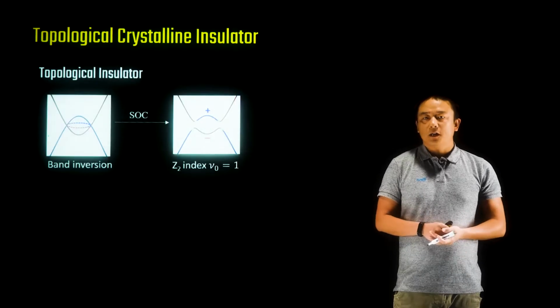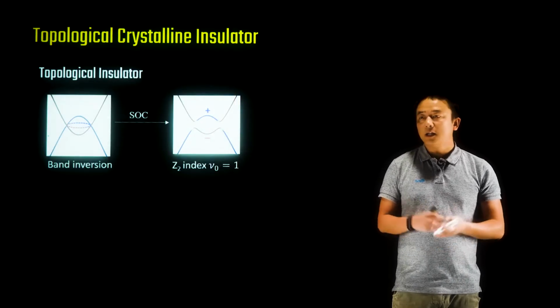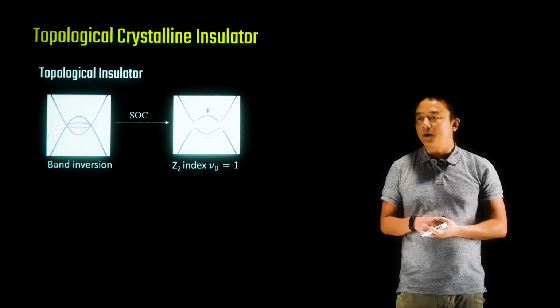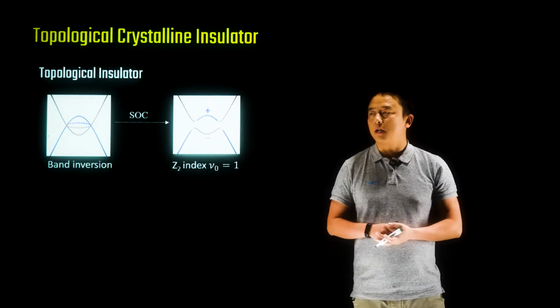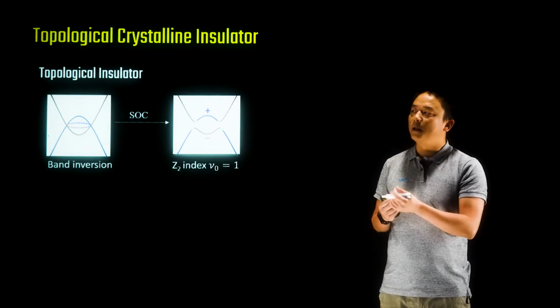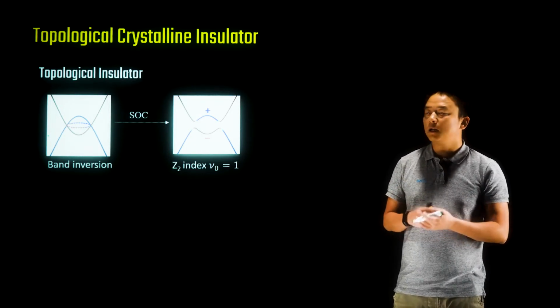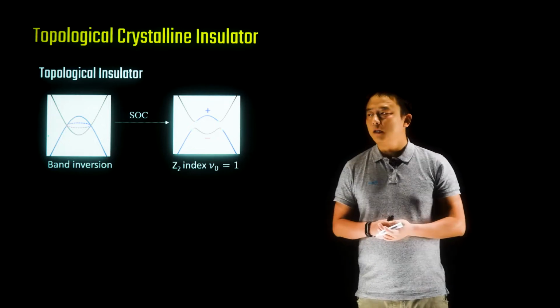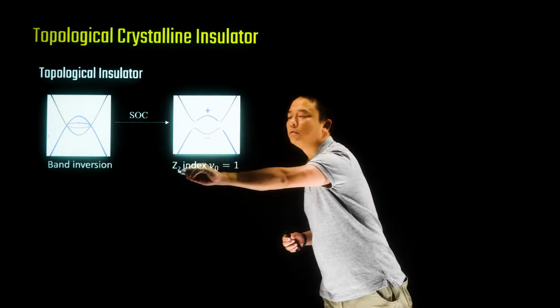I assume you already learned about the topological insulator, and let's revisit this topological insulator part. Its bulk band structure can be created from a band inversion. After the inversion, spin-orbital coupling gap the band crossing, and we get a new topological insulator. Here, the topological invariant called Z2 index.